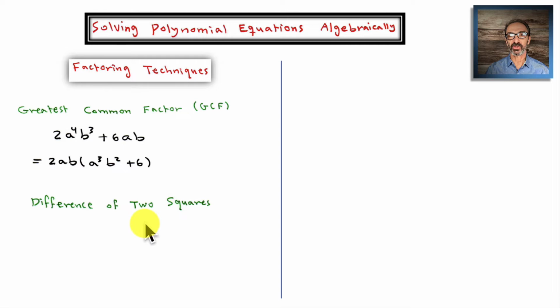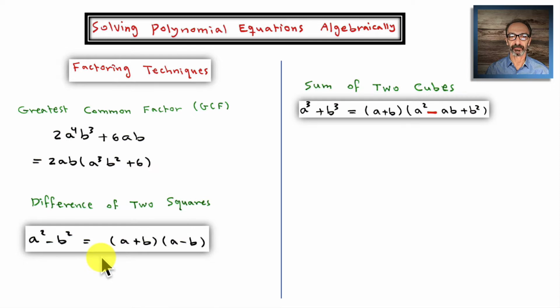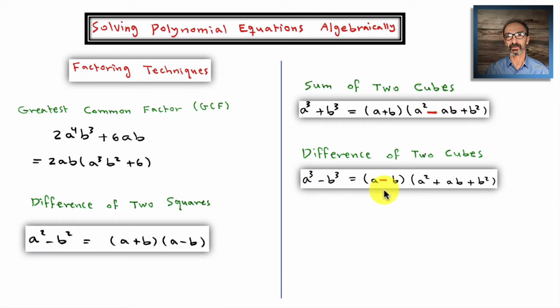Difference of two squares. That's how we factor difference of two squares, which is a squared minus b squared equals a plus b times a minus b. And now we're going to talk about the sum of two cubes. And that's how we factor it. Notice that I'm highlighting the negative sign right here. And for the difference of two cubes, the negative sign shows in the first set of parentheses. We're going to use it a lot, so I'm not going to read them now. It's just a reference to tell you what we're going to be using.